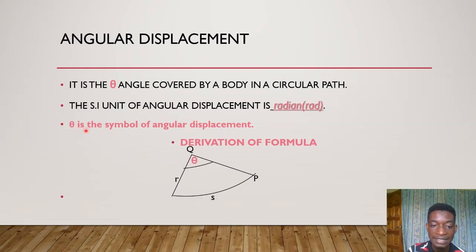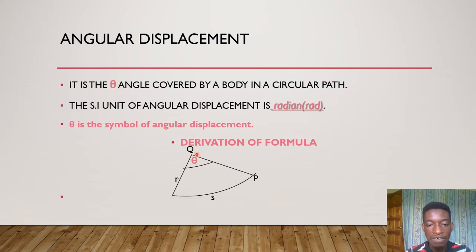Theta is the symbol of angular displacement, and we are saying it is the angle covered by a body in a circular path. Okay, so now let's establish certain formulas for angular displacement. So the revision of formula. Let's say we have our theta. You can see the theta over here. That's why we are saying angular displacement, or theta, is the angle covered by a body in a circular path. Theta is the same as angular displacement. It's a symbol used to represent angular displacement. Understand? You can see our theta over here representing the angle covered by the body in a circular path.